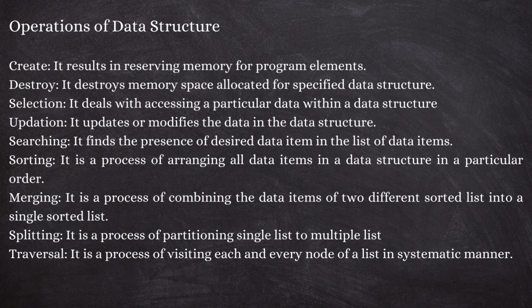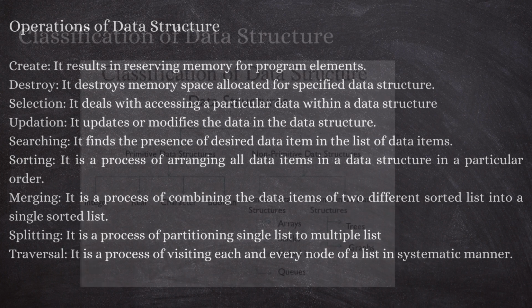Searching, it finds the presence of desired data item in the list of data items. Sorting, it is a process of arranging all data items in a data structure in a particular order. Merging, it is a process of combining the data items of two different sorted lists into a single sorted list. Splitting, it is a process of partitioning single list to multiple lists. Traversal, it is a process of visiting each and every node of a list in systematic manner.